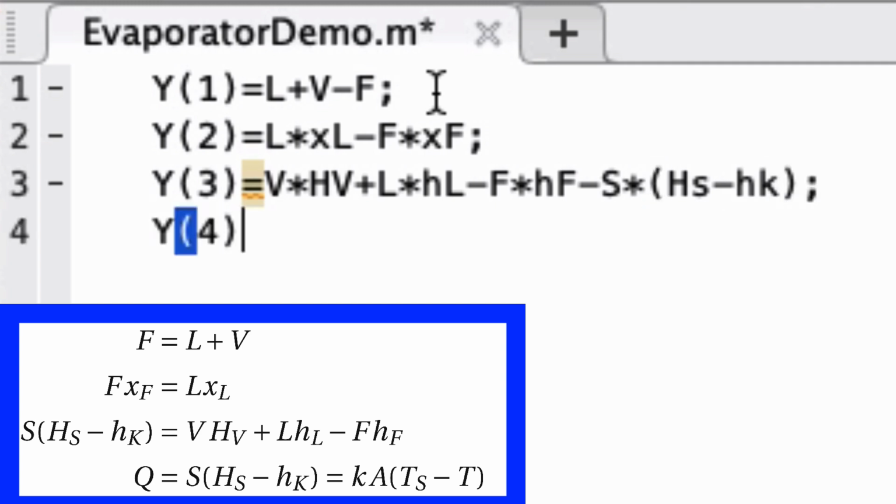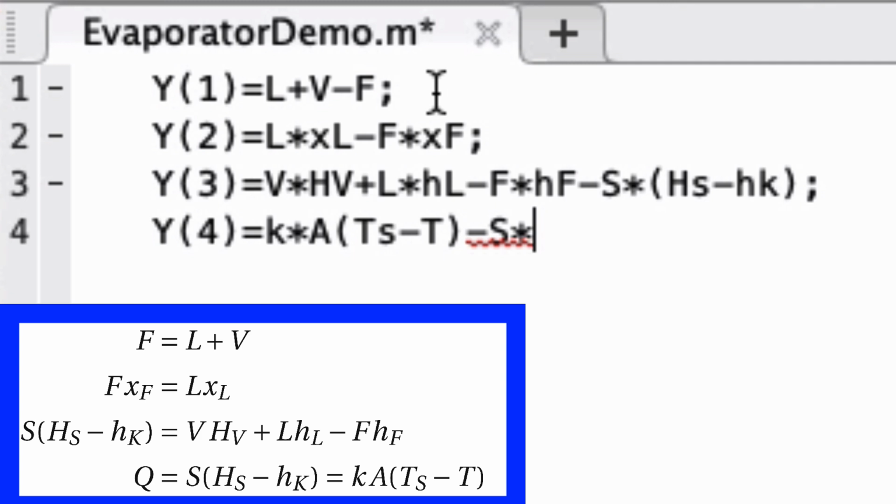And our fourth equation is also an energy balance. So we have the energy balance over our heat exchanger: K times area times TS minus T. And then on the other side of the equation we have S times HS minus HK. So now we have 4 equations here, which all should be 0 if we guess our L, V, S and area correctly.